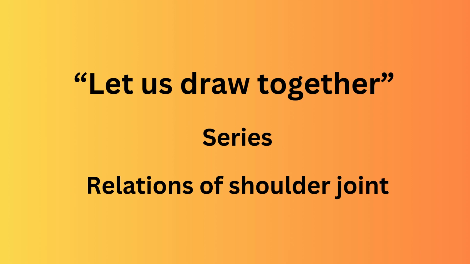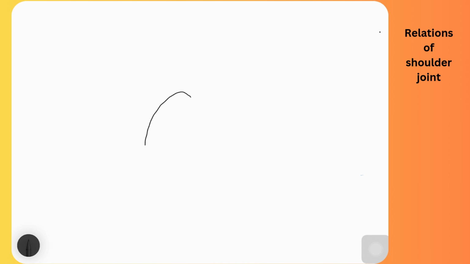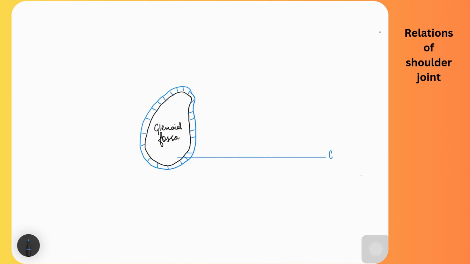Today, let us draw together the relations of the shoulder joint. Beginning with the glenoid fossa. Now, in this diagram, we are looking at the shoulder joint from the lateral aspect. Now, we draw the glenoid labrum, which is the fibrocartilaginous rim around the glenoid fossa.